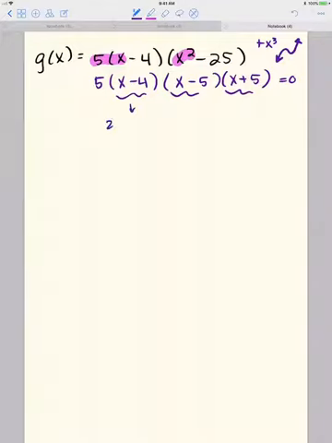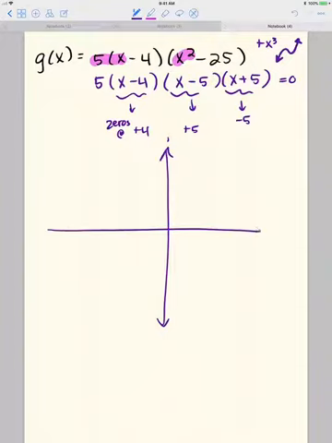So we do have zeros at positive 4, positive 5, and negative 5. If I look at that on a graph, 1, 2, 3, 4, 5, 1, 2, 3, 4, 5. So here's one at negative 5, here's one at positive 4, positive 5, they're pretty close together.